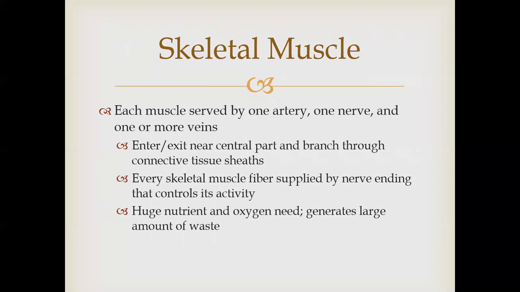So each will have an enter and exit position where there may be a connective tissue sheath at the end of those muscles. Every muscle fiber will be supplied by a nerve ending that controls its particular activity. And a large portion of the nutrient and oxygen that is needed is generated within your muscles and can also produce a large amount of waste.